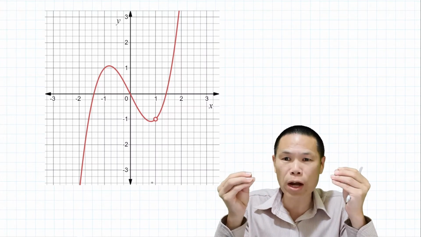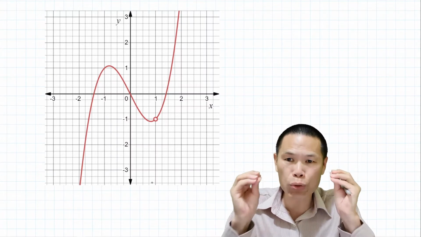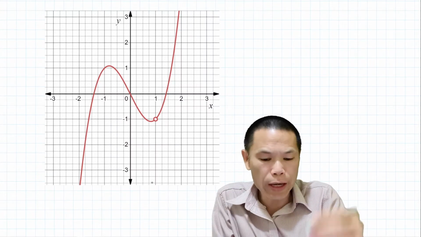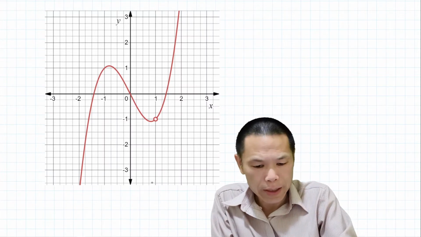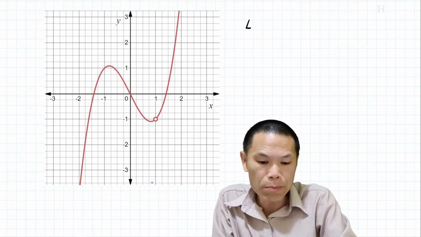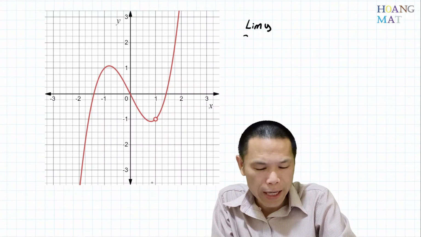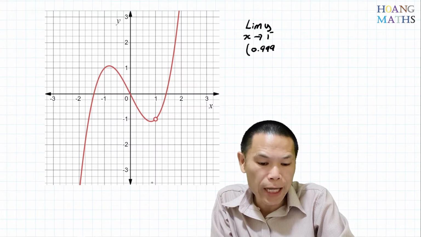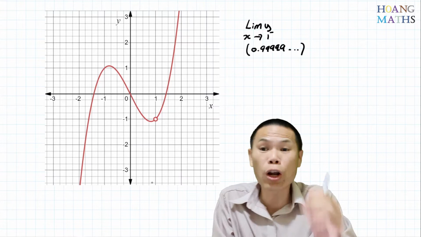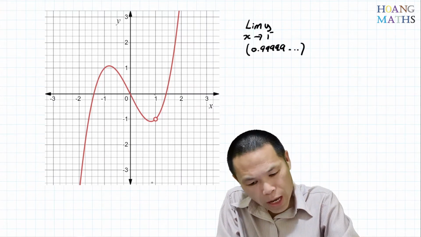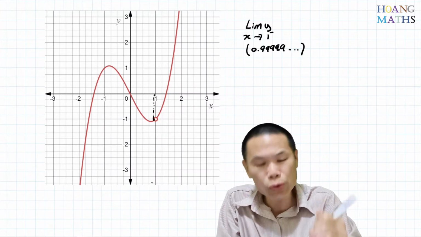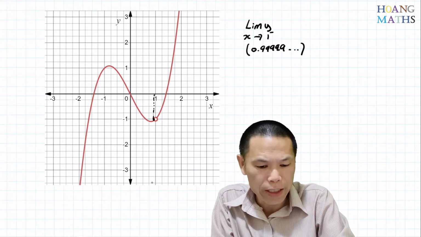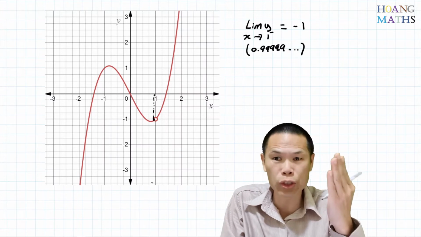Now, for example, in this graph here, we want to find the limit as x approaches 1. So we find the left-hand side of the limit, and then the right-hand side of the limit. We can write the limit of y as x approaches 1 from the left, written as 1 minus on top. That means 0.9999 and so on, very close to 1. Somewhere along here, the y value is very close to -1. So that becomes -1, approaching.